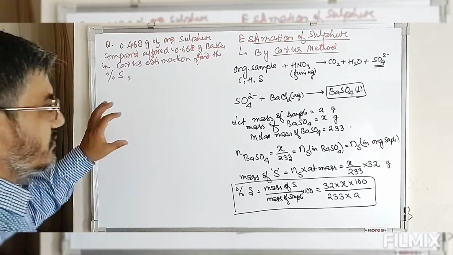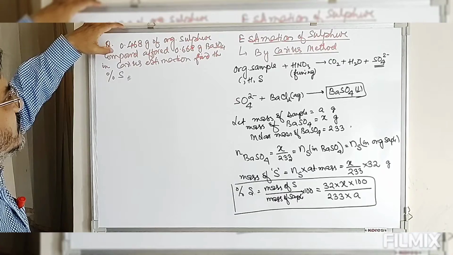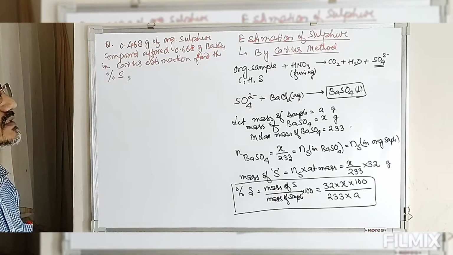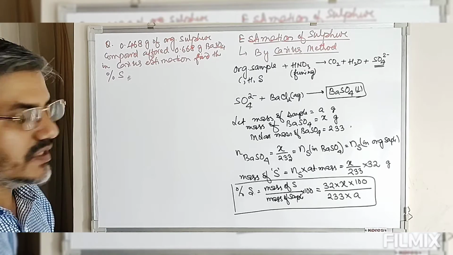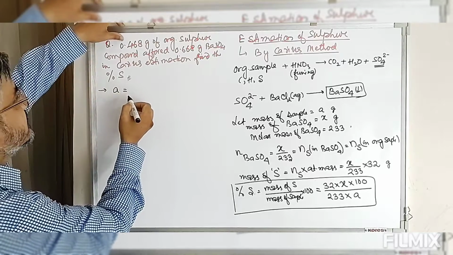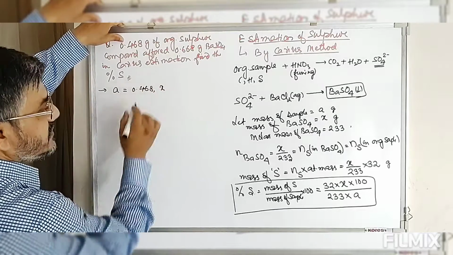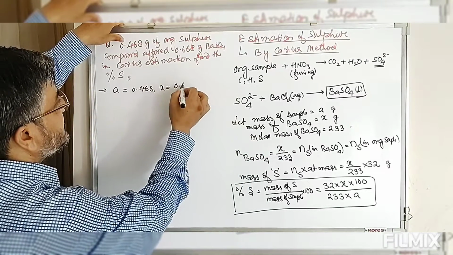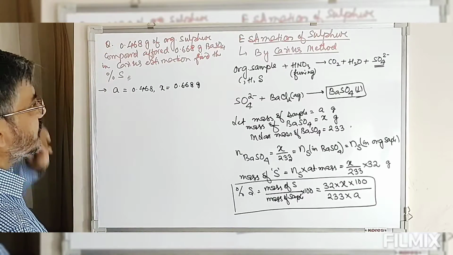Apply this formula in this problem. So 0.468 gram of organic sulfur by this Carius estimation gave you 0.668 gram of barium sulfate. So we have to find the percentage of sulfur. So now look at this. In this problem, a, the mass of sample, is given as 0.468. x, that is the mass of barium sulfate formed, is given as 0.668 gram. Now we have to find the percent.